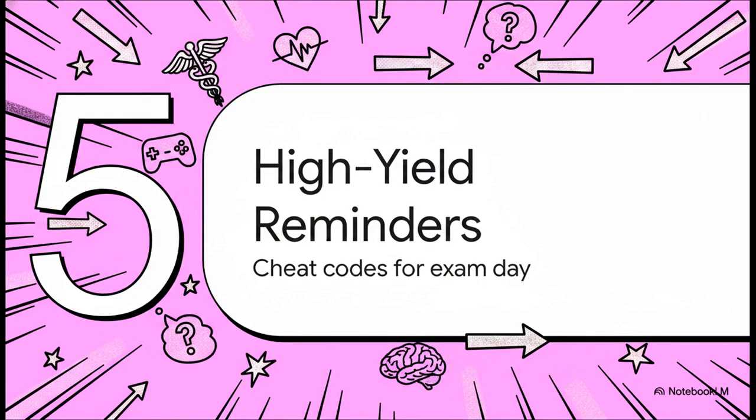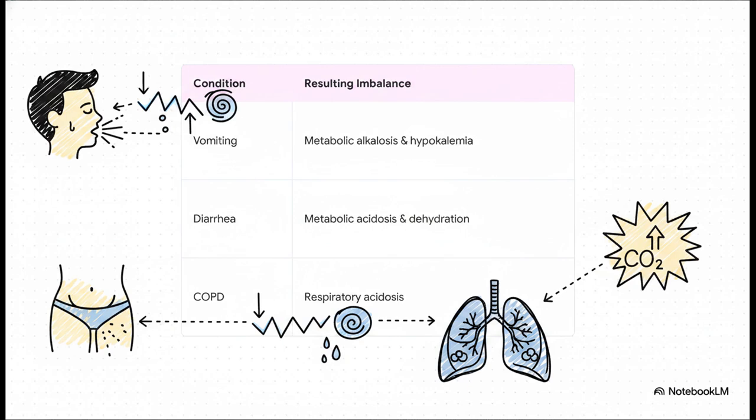Almost there. Section 5, high-yield CJ reminders, the cheat codes for exam day. Think of this as a rapid-fire association exercise for those tricky concepts instructors absolutely love to sneak into case studies. You need to drill these cause and effect pairings into your head. If a patient is severely vomiting, they're throwing up stomach acid, right? Losing acid means they swing into metabolic alkalosis, and they lose potassium, which leads to hypokalemia.